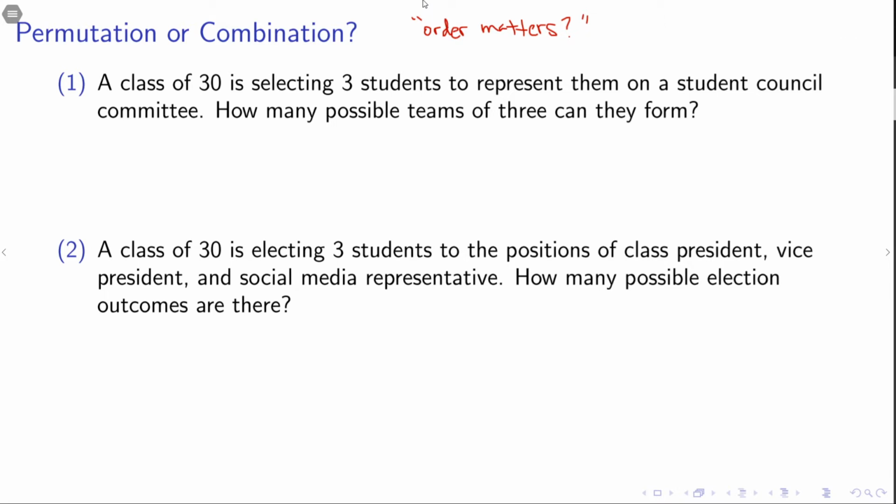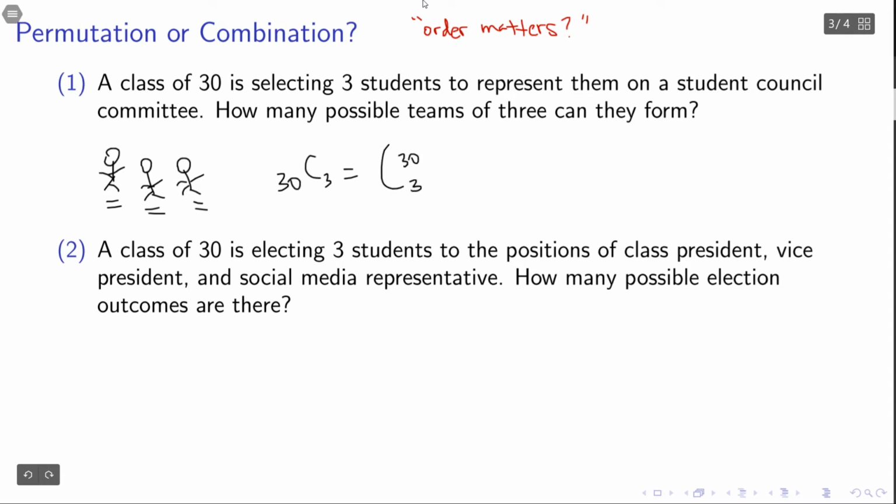And so if you look at the first question, you have a class of 30 students, and among the 30, you're selecting 3 of them to represent them on a student council committee. Right? And so really what you're doing is you're just picking 3 people. And well, we don't make a distinction among the 3. The 3 of them will form a committee, or will form a team that you're sending to the committee, regardless of who was picked first, second, or third. They're either in the team or not. And so here, this is an example of a situation where order does not matter. And so in this case, it is a combination of 30 things taken 3 at a time, or 30 choose 3.